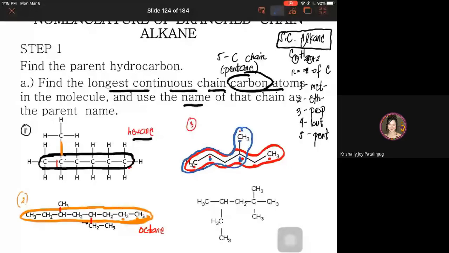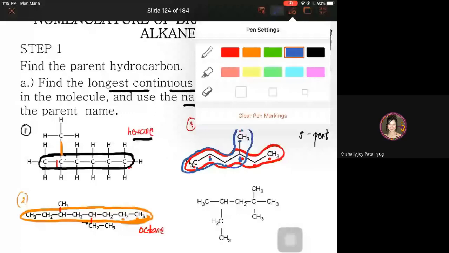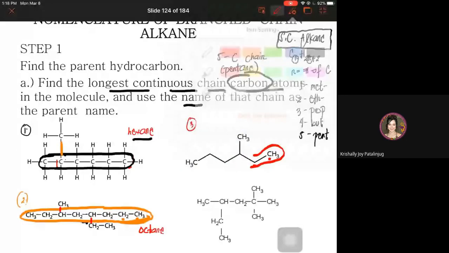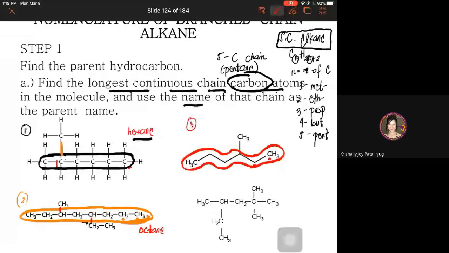Okay? I-erase na ko. And for the last, tell me, what is the longest continuous chain of carbon for the last molecule? Okay, very good. It is hexane. Okay, so this is hexane. Okay, very good. For this part also is hexane. Ito yung longest carbon chain.